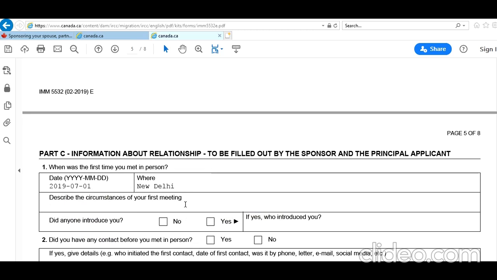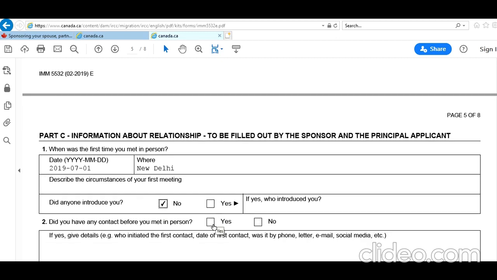Describe the ceremonial meeting. So here you need to describe, like in this case, I'm cooking up a story, like he went to India to meet his family, and then when his family insisted to carry on the marriage, then a matrimony profile was created, and then they met. Did anyone introduce you? No.